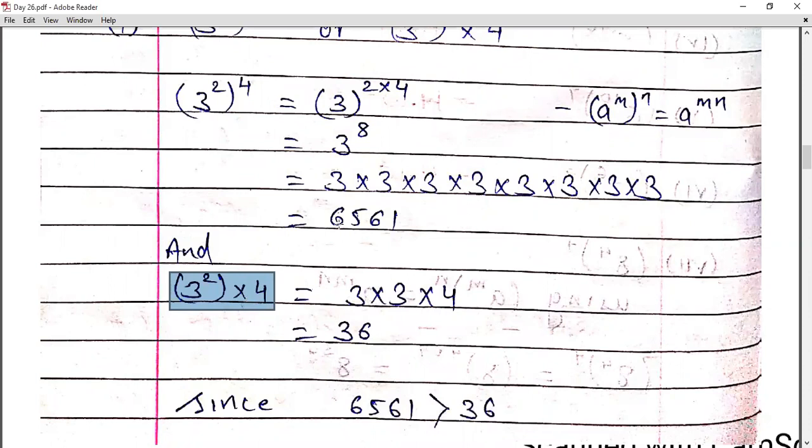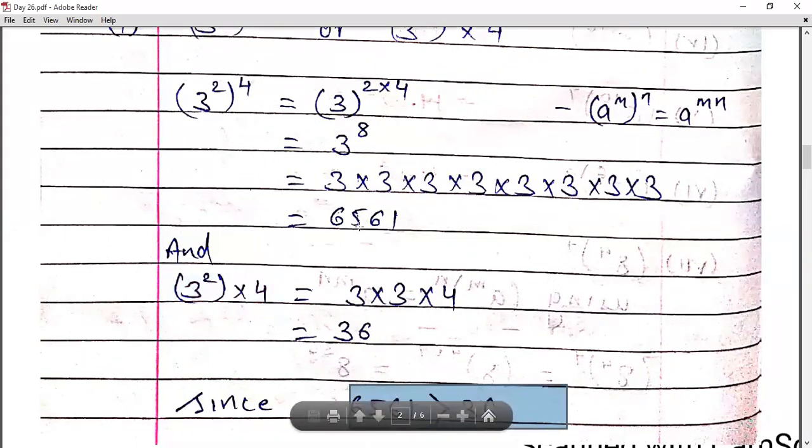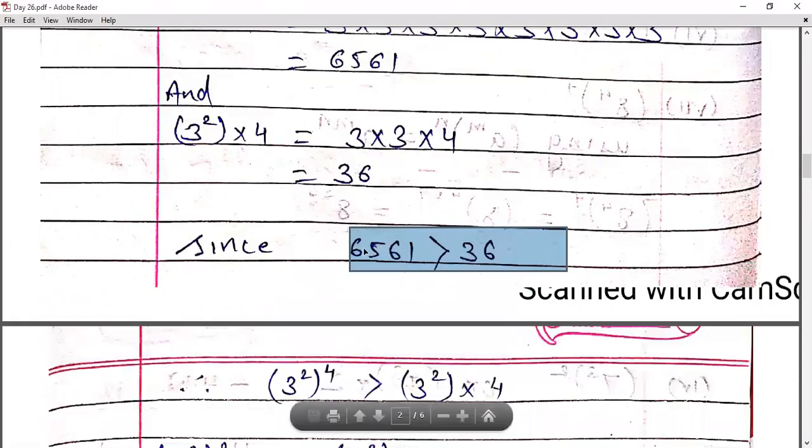On comparing, you will find 6,561 is greater than 36. So the value of 6,561 will be greater than 36. Now since 6,561 is greater than 36, therefore (3^2)^4 is greater than 3 raised to 2 multiplied by 4.